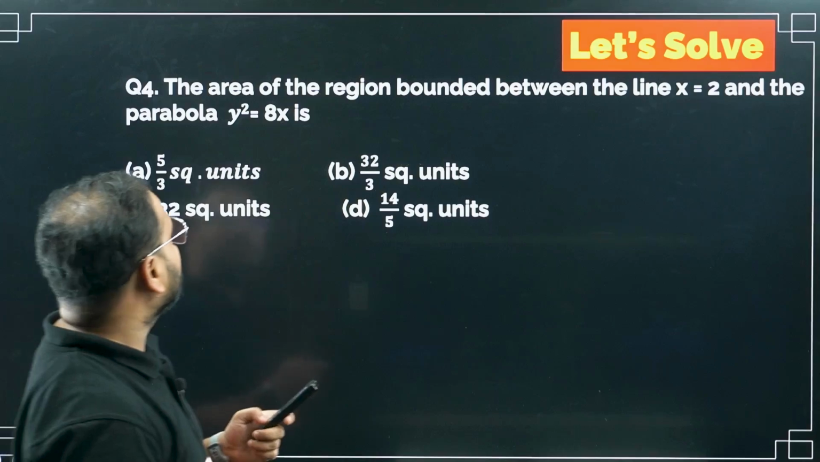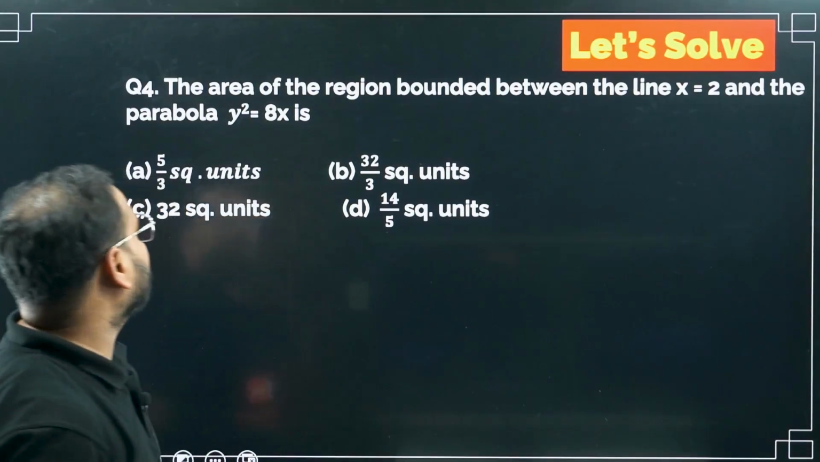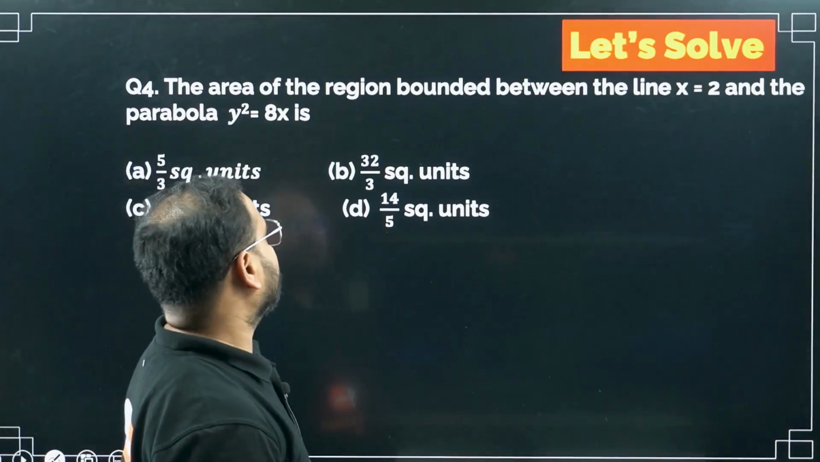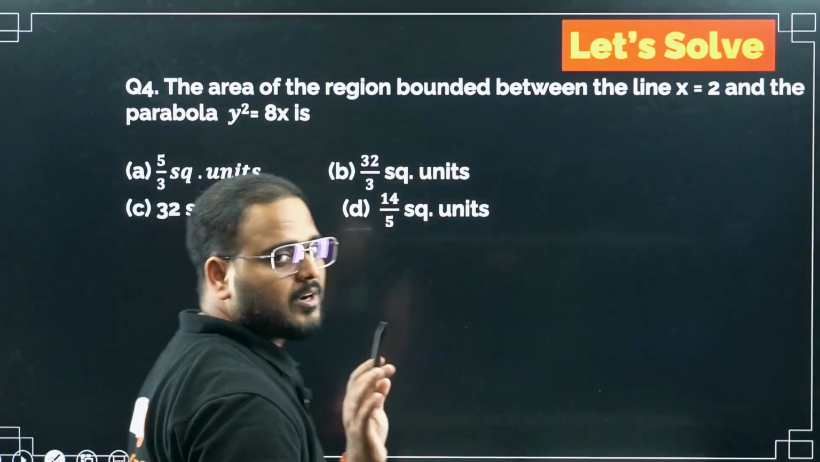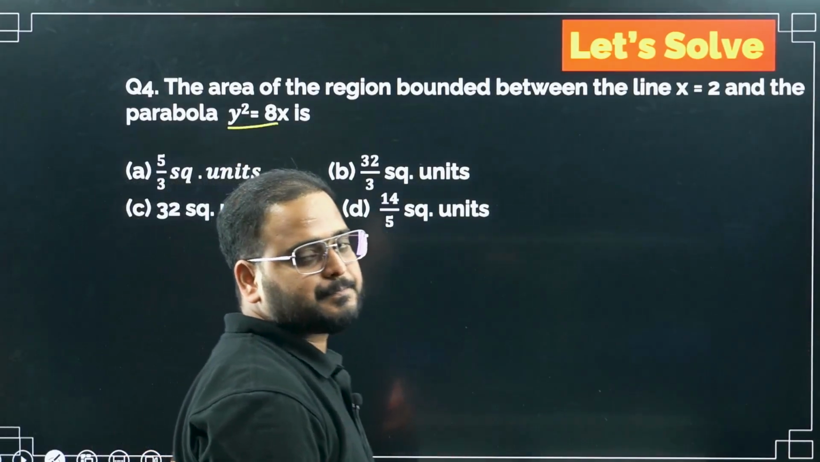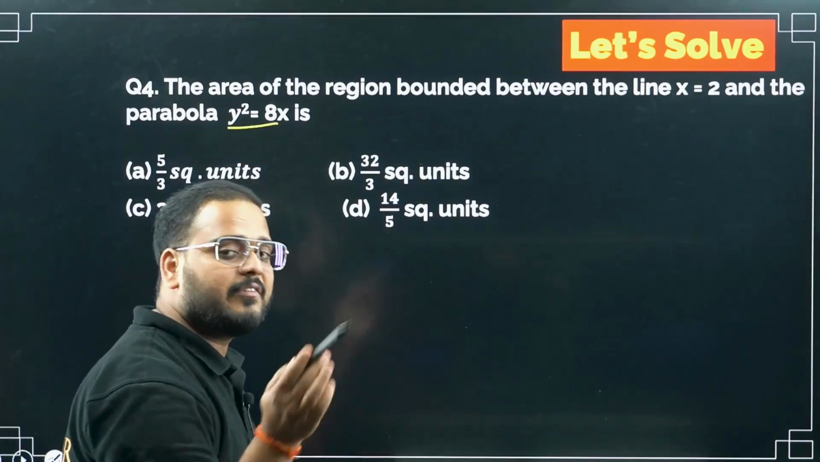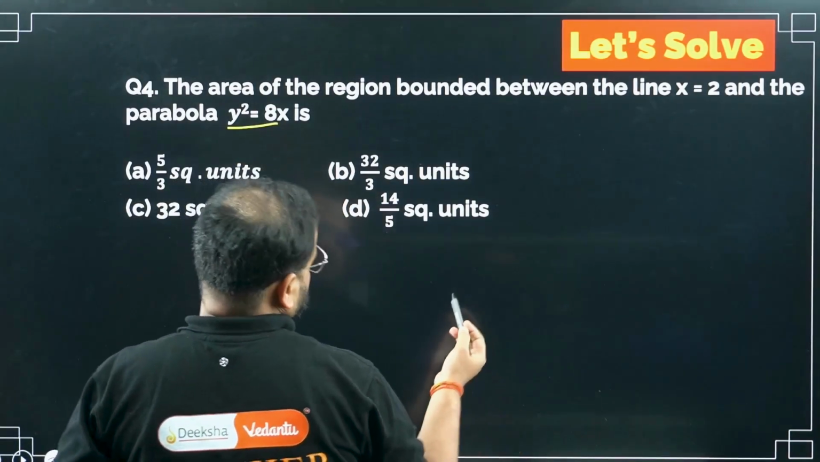Chalo, moving on. Question number 4. Area of the region bounded between the line x equal to 2 and the parabola y square equals 8x. Have a look. So the first step is to do what? To draw the curve. What type of parabola is this? Square on, or even power of y, means symmetric about the x-axis.